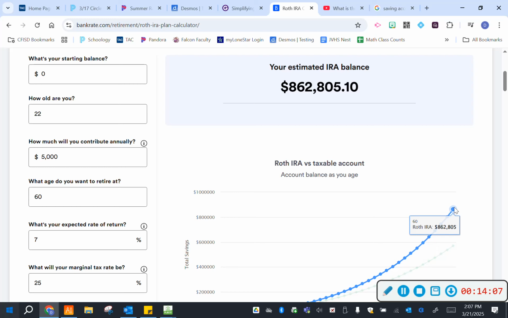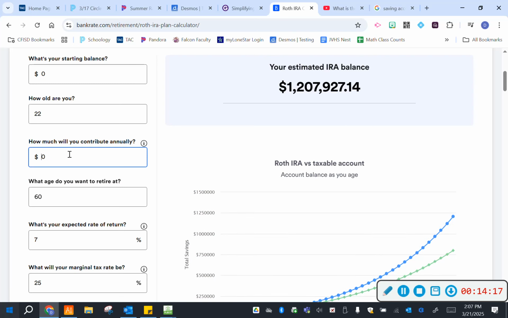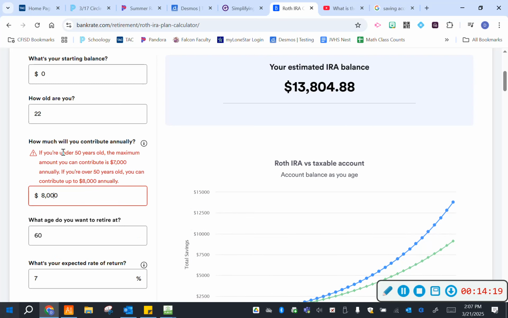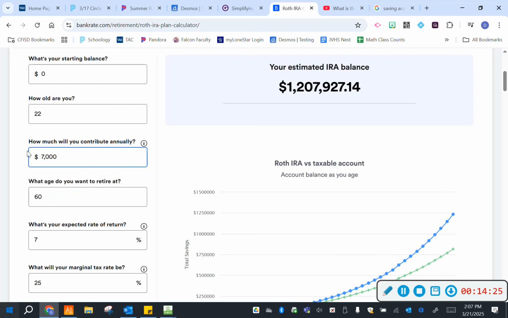Now, another teacher here is super big balling, and she wants to max it out, because with a Roth IRA there is a max you can contribute each year. The max is $7,000. Watch what happens if I try to contribute $8,000. It tells you can't. You can only contribute $7,000. Big balling teacher is going to have over $1 million at retirement.